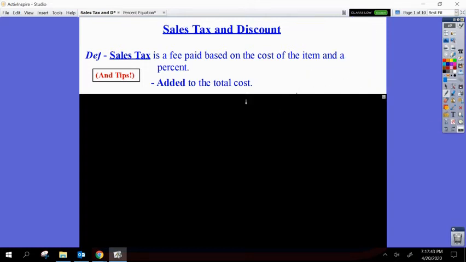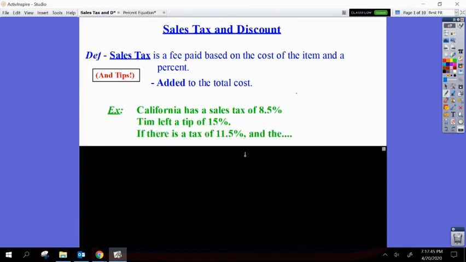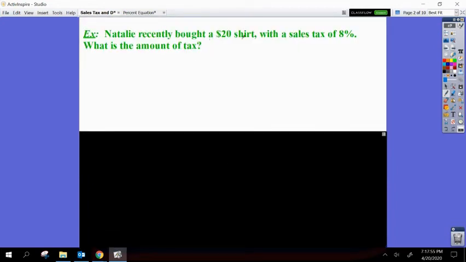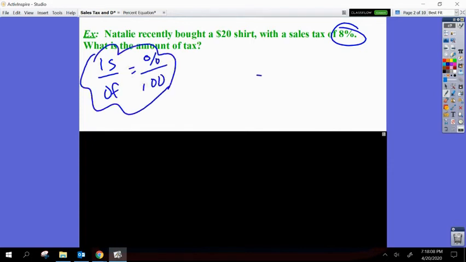And that's exactly why we use the same proportion that we've done before, which is is over of equals percent over 100, that magic proportion that we had previously talked about. So here's an example, pretty much what we just talked about. A $20 shirt with the sales tax at 8%. What's the amount of tax? You see percent, you should immediately be thinking is over of equals percent over 100. Luckily, we know 100 goes down here. 8 is my percent.